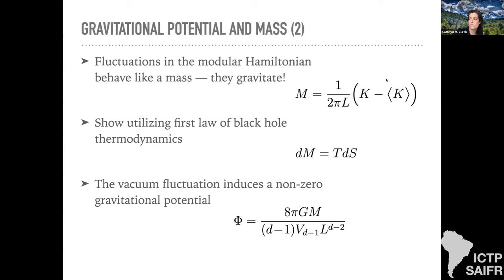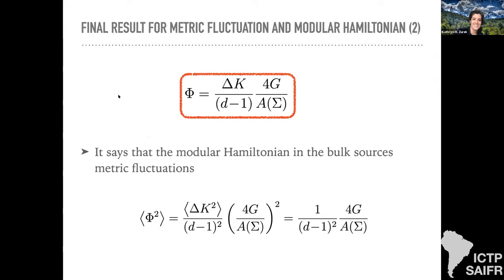And you can show this using the AdS/CFT dictionary, that you use the first law of black hole thermodynamics, that the fluctuation in this modular Hamiltonian is related to the thermodynamics of the topological black hole in the bulk. And so this allows one then to compute the back reaction due to this energy fluctuation in any number of d plus one dimensions in the bulk. So at the end of this, you find that the metric fluctuation in the bulk goes like the modular fluctuation, and then there's a G over A that enters.